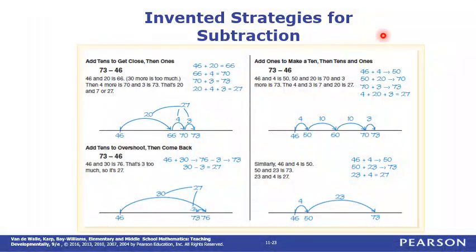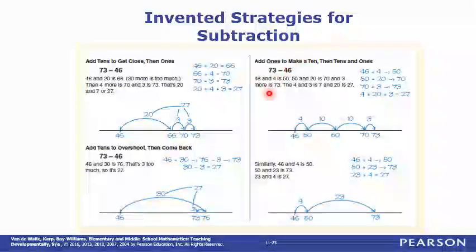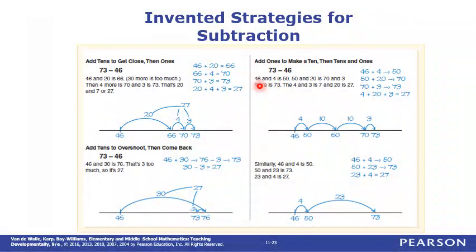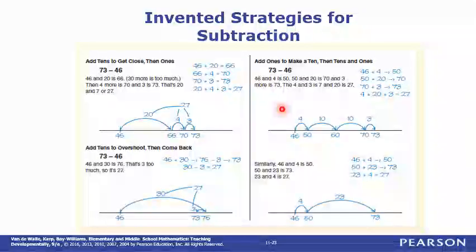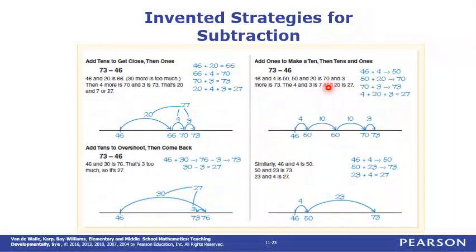And then another strategy is to add ones to make a 10, and then tens and ones. So I start at 46 again, thinking addition. I add 4 to get to 50. And then using benchmark numbers from 50, if I add 20 more, I get to 70. And then I add 3 more to get to 73. So 4 and 3 is 7, and then add that to 20 to get 27.